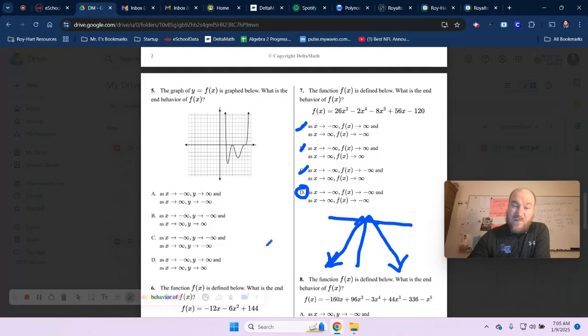That's it. These are pretty straightforward as long as you can remember that vocabulary, and as long as you can translate from arrows and infinities and x's and f of x's into just plain language, which tells you left, right, up, down, basically.